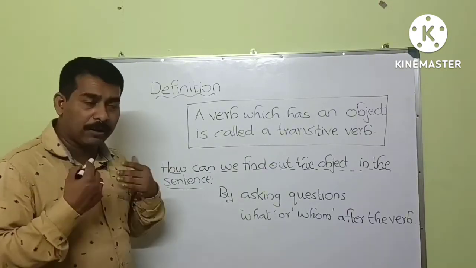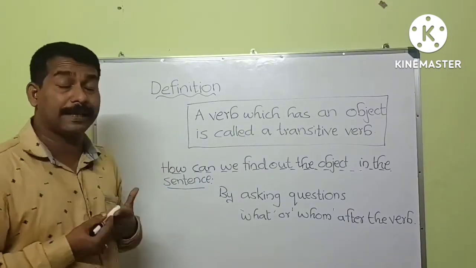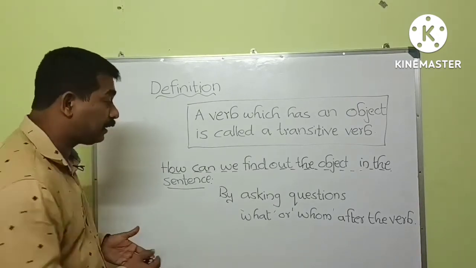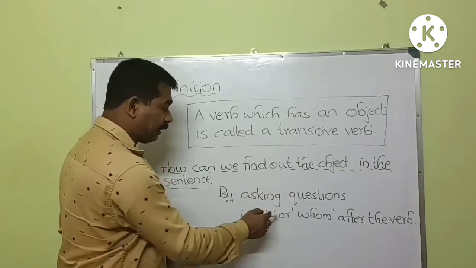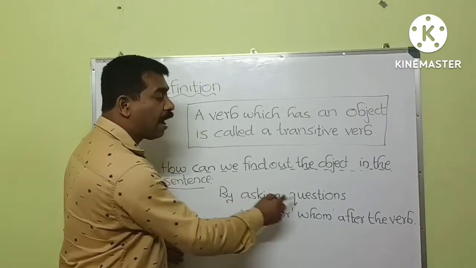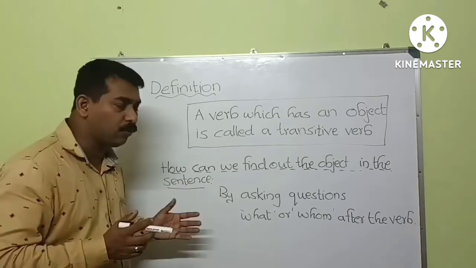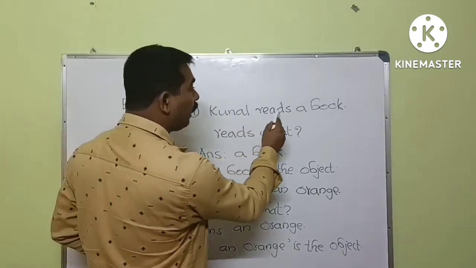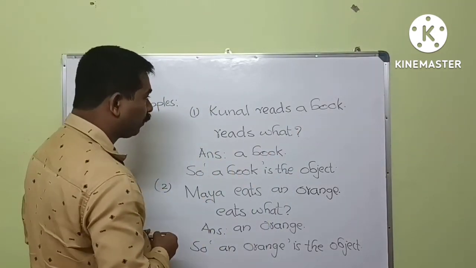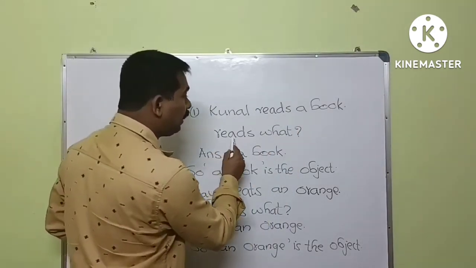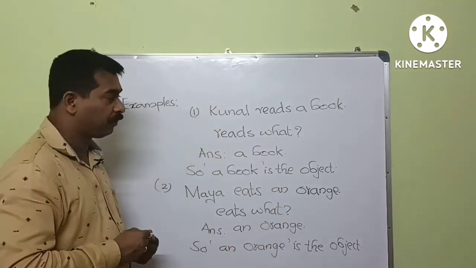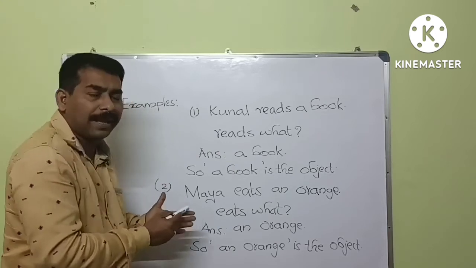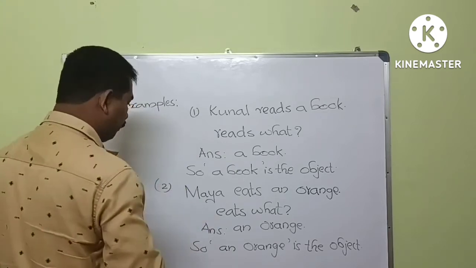How can we find out the object in the sentence? We can find out the object in the sentence by asking questions what or whom after the verb. Let's have some examples. Example number 1. Kunal reads a book. Reads what? The answer is a book. So, a book is the object.